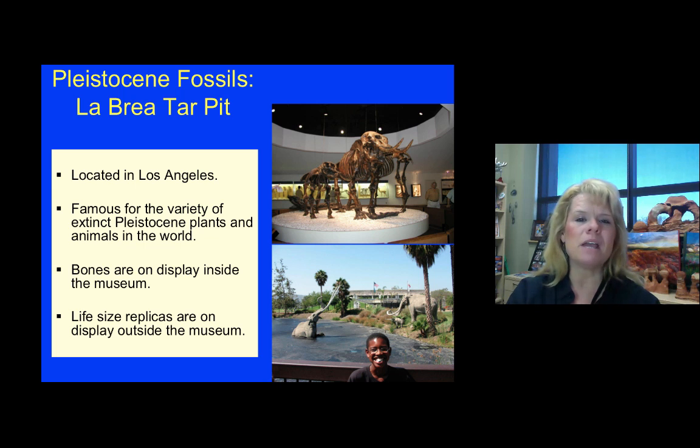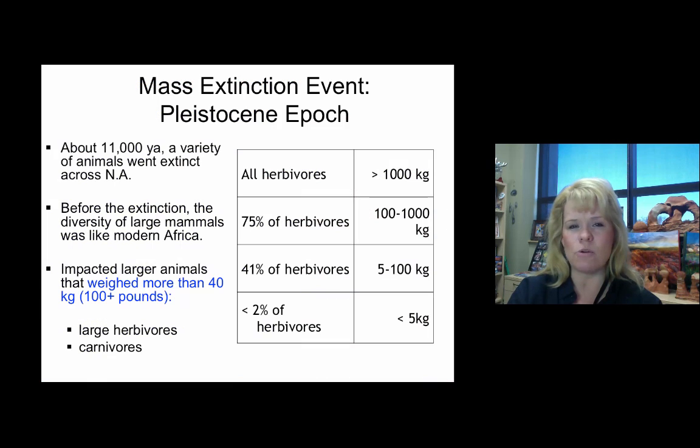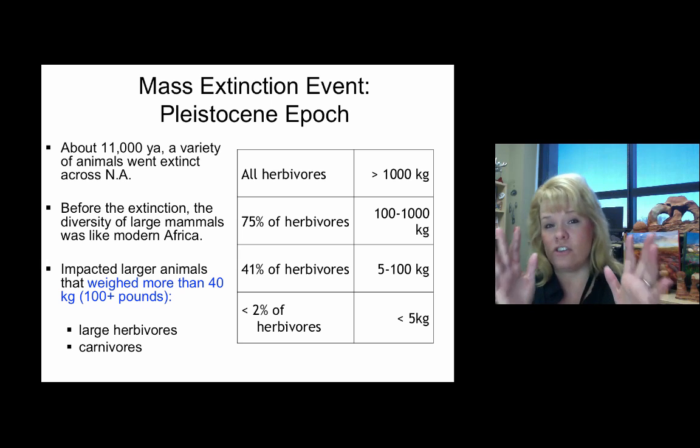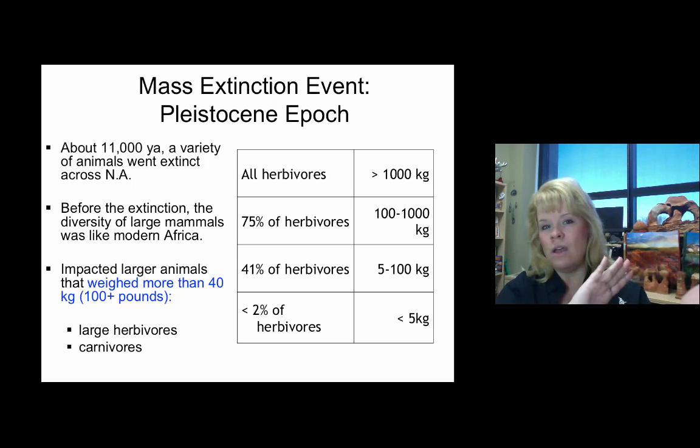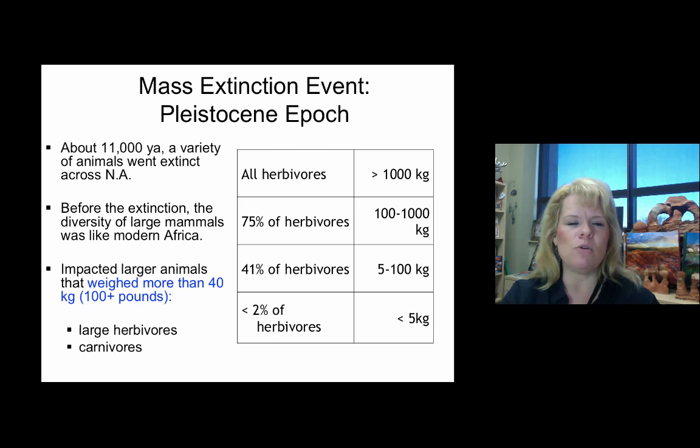This is a museum. And at the tar pits, you can actually get an internship to volunteer to excavate during the summer months. So let's talk about the extinction event that occurred at the end of the Pleistocene epoch. Really, it's not a mass extinction, it's more like a minor one, but when you're looking at this one group of animals, it was surely a mass extinction of one wide-scale group of mammals.